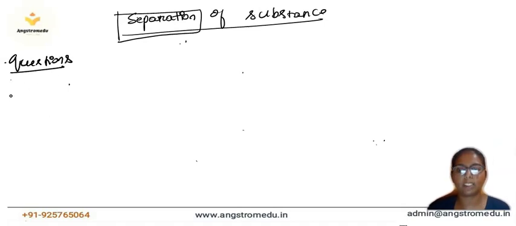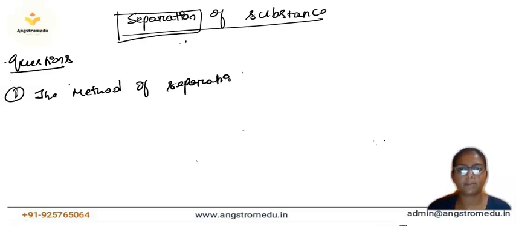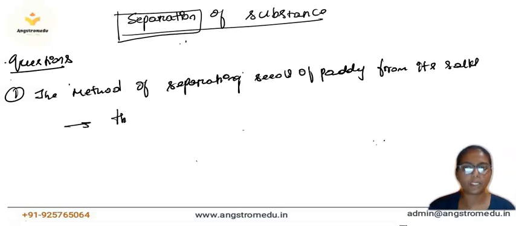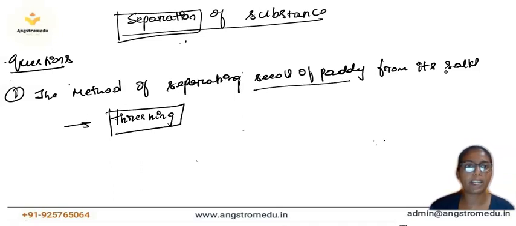So the first one is the method of separating seeds of paddy from its stalk. It is known as threshing. Threshing is a separation technique which is used for separating paddy from the stalks.